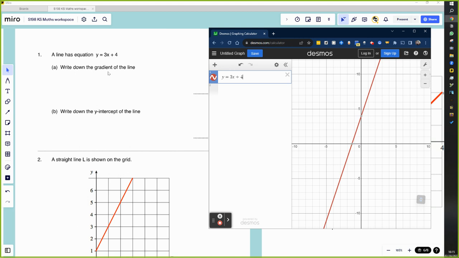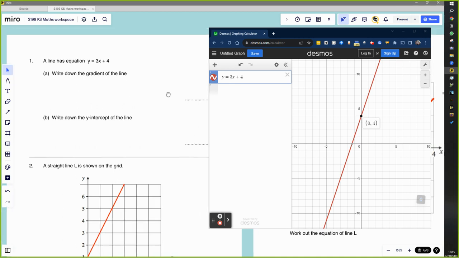Now, the gradient just means how steep is the line, and the y-intercept means where does it cross the y-axis. What's the y-axis? The y-axis is the vertical line here. So we can cheat a little bit here and just find out what the y-intercept is first before we look at the gradient. And we can see it crosses at (0, 4). Of course, the first coordinate is bound to be 0 because all of the y-axis is where x is 0. So when x is 0, what is y going to be? y is 4. Let's have a look at why that is actually.